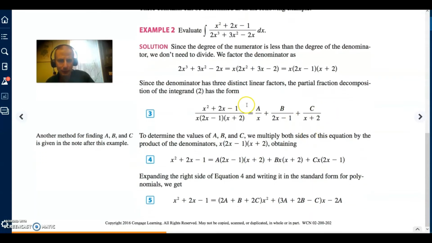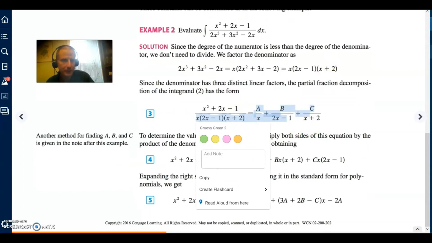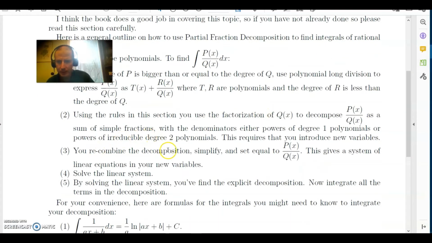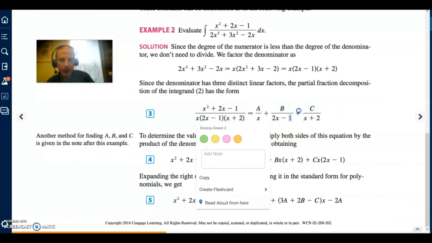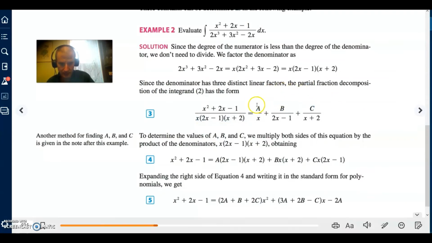Now you have to recombine all this stuff. That was my step 3. So right here, you recombine the decomposition and simplify. So we recombine all of this stuff here into one fraction. And then ignoring the denominators, this stuff recombines. The idea here is to combine it into one fraction. You're going to have the common denominator be x times 2x minus 1 times x plus 2.